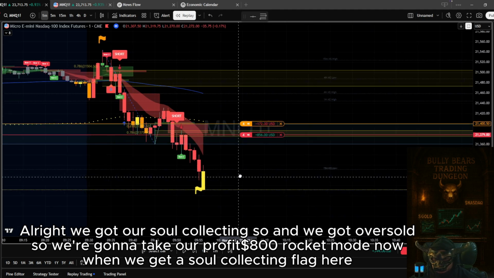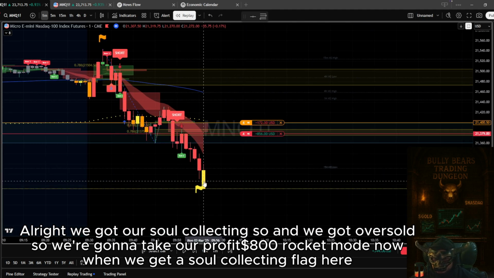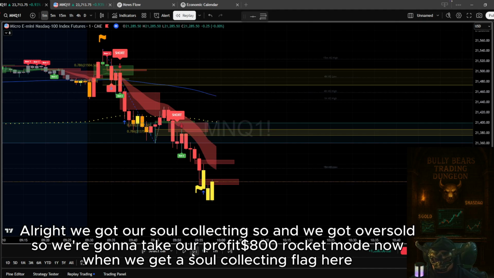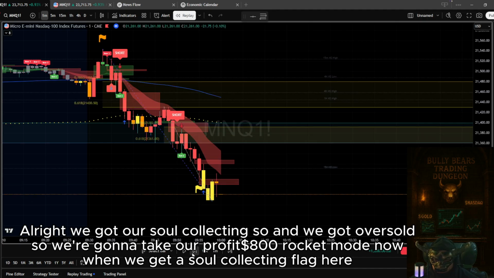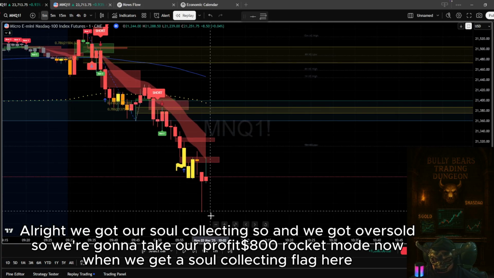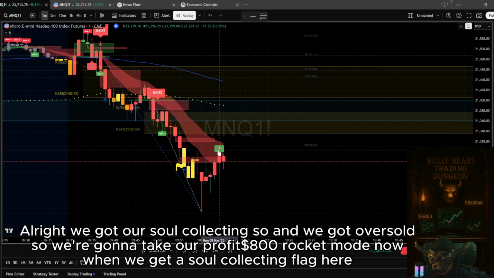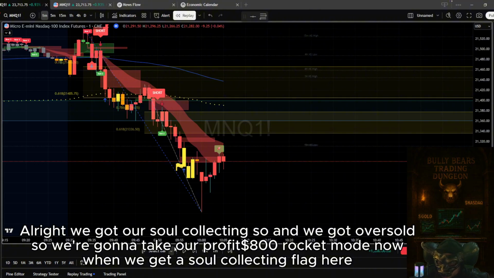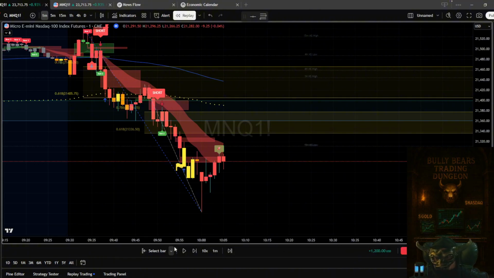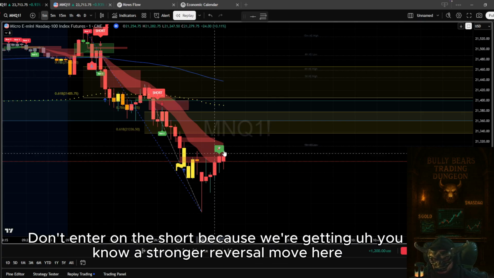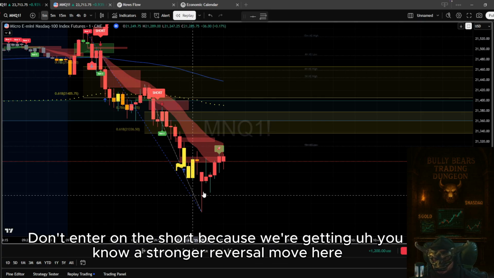All right, we got our soul collecting. So, and we got oversold. So we're gonna take our profit, $800. Rocket mode. Now, when we get a soul collecting flag here, anything that's after this, like shorts, if it were to pop up, you really want to just watch it. Don't enter on the short because we're getting a stronger reversal move here.